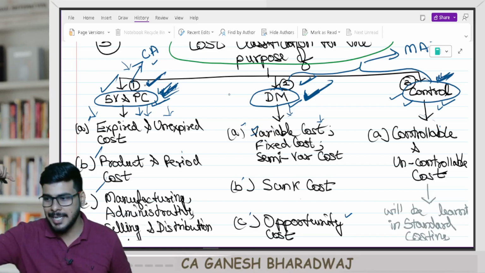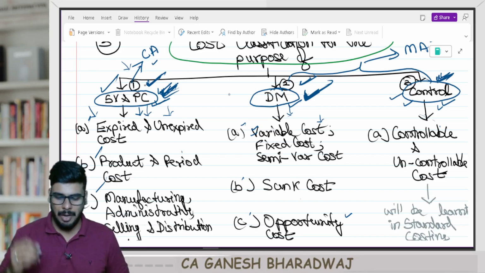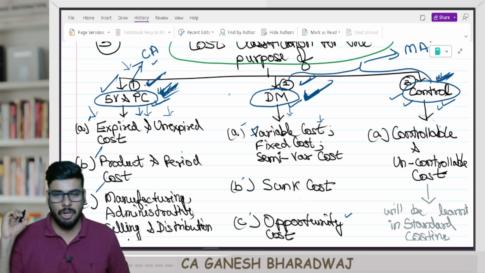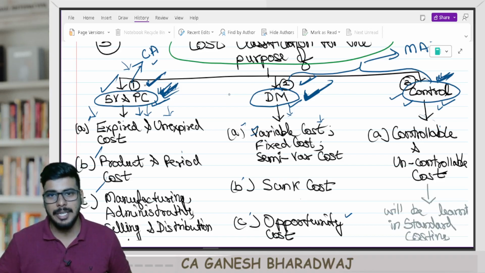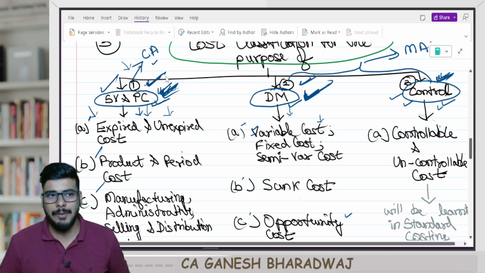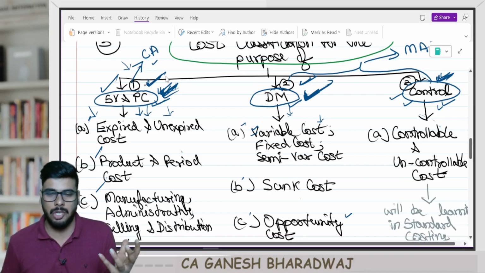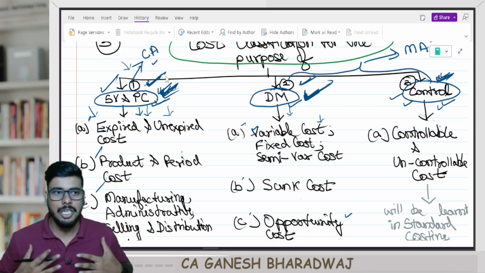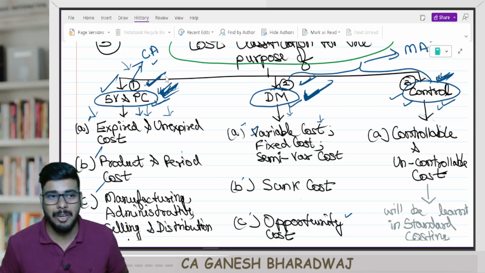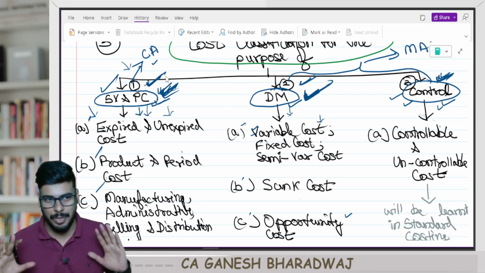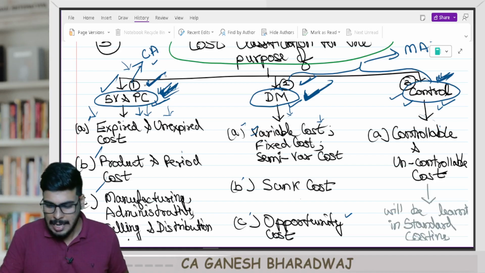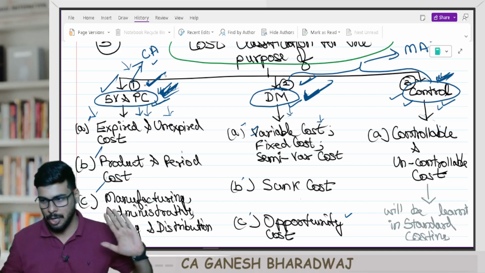Now, shall we get into the first limb of the objective of our subject, which is stock valuation, profit computation? Yes. Shall we get into this? So stock valuation, profit computation, what is the objective? The objective is to value the stock and arrive at the profit. So this is squarely covered under the ambit of cost accounting, correct? Generally, this is under cost accounting. Decision making and control come under management accounting, right?